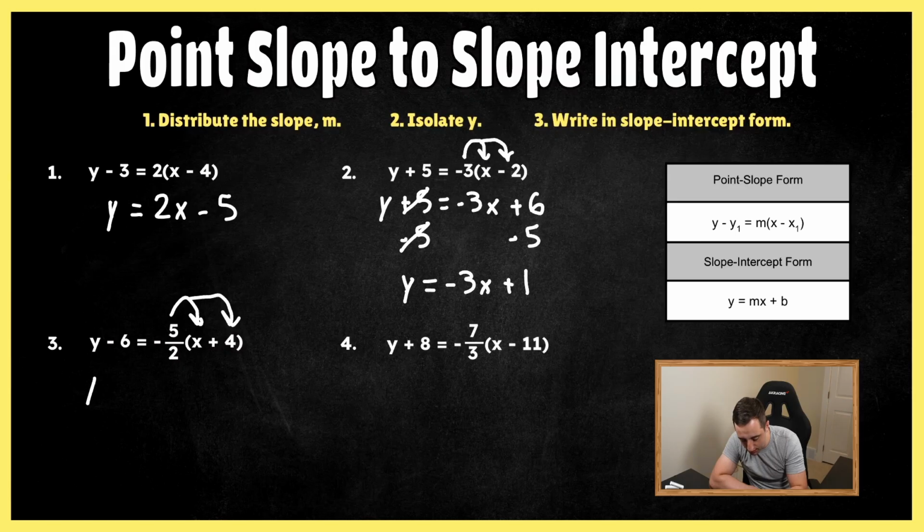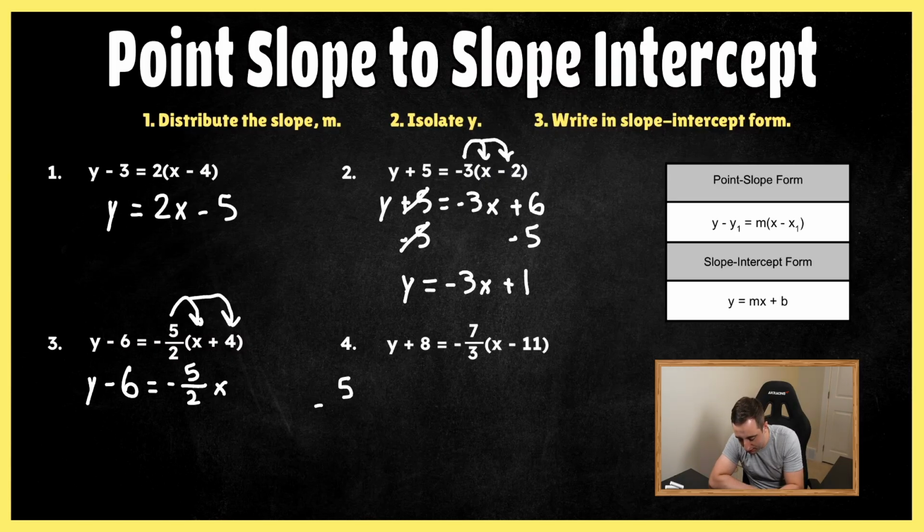Y minus 6 is brought down. We didn't touch that. Equals negative 5 halves times x. Again, it's just negative 5 halves x. And then we have negative 5 halves times 4, and this is where students arguably lose their mind. And it's very, very simple. So I'm just going to write this problem over here on the side.